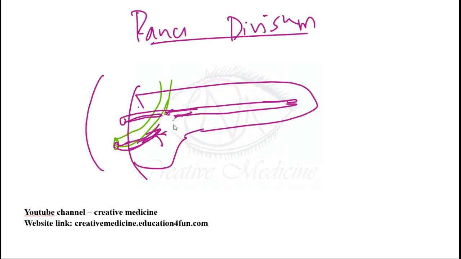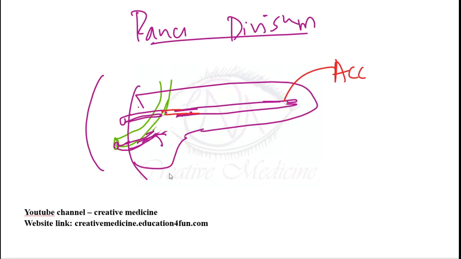The major part of the pancreas is drained by the accessory duct of Santorini via the minor papilla. Whereas the small part of the pancreas, that is only the head of the pancreas, is drained by the main duct of Wirsung via the major papilla. So this is pancreas divisum.